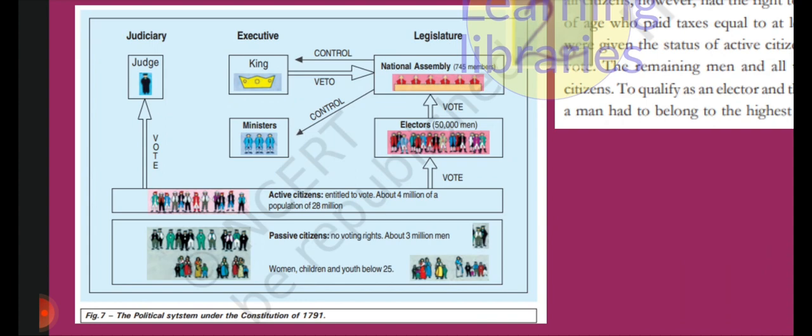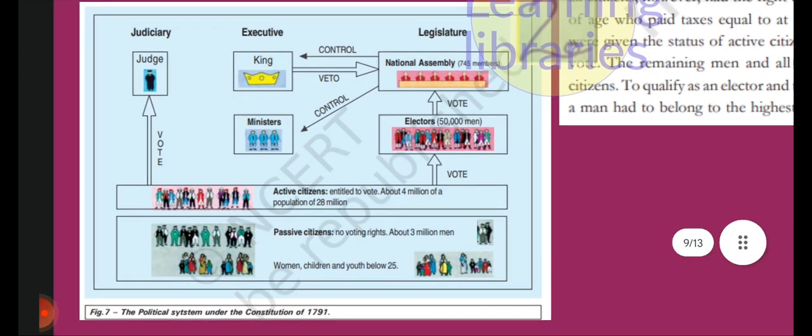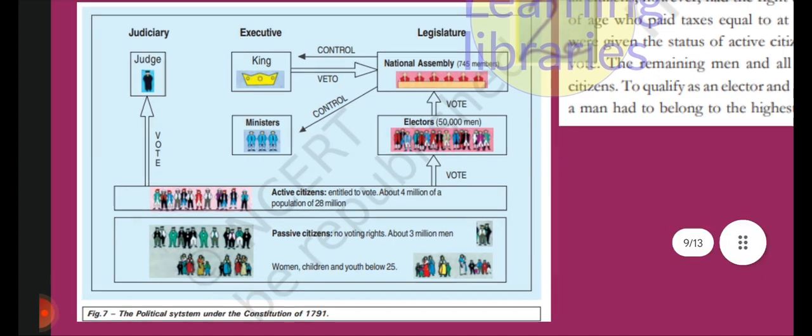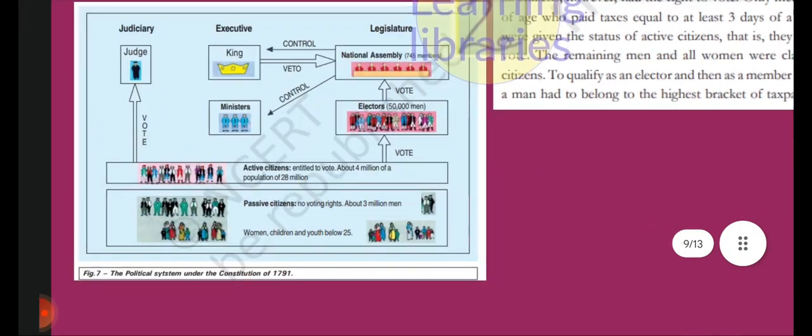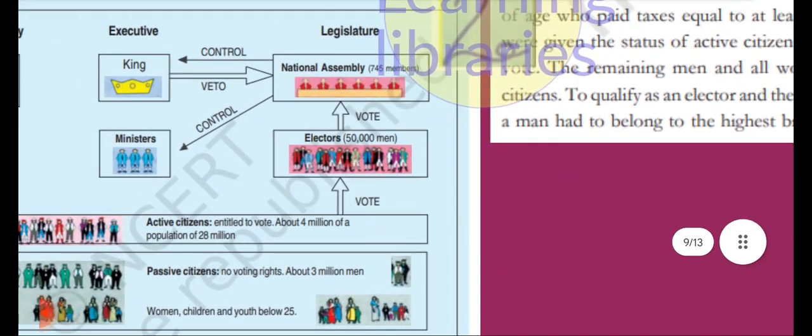So the government now has been divided into three parts: judiciary, executive and legislature, and the king is part of the executive. There will be a separate judge and there will be a group of legislators who will check the works of the king. The king has to take advice. He cannot take independent decisions. Voting will happen. The king will not be selected through vote. He will be selected by family background. But the members of the National Assembly would be selected by vote.